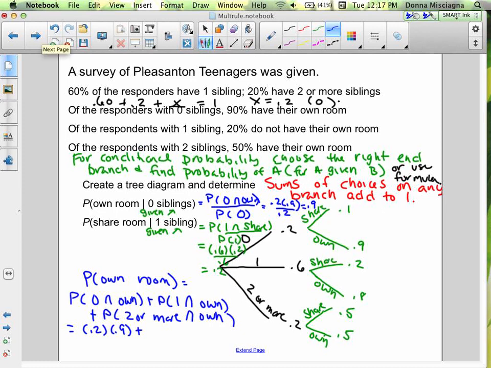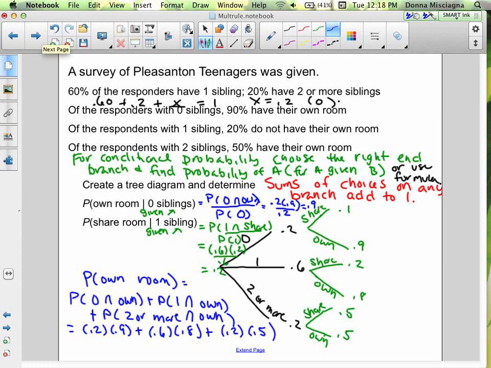plus, because this is or, right? This or that or the other. We don't care how many siblings you have. We just want to know you have your own room. Probability you have 1 sibling is 0.6. Own room is 0.8. And then probability of 2 or more is 0.2. And your own room is 0.5.